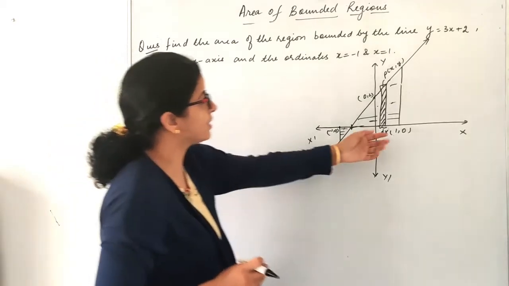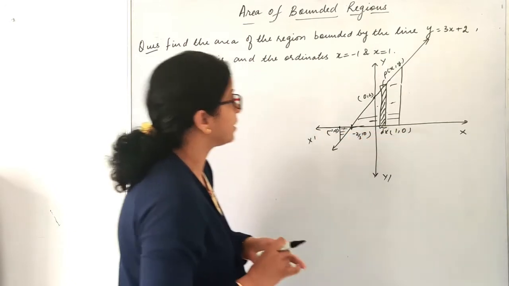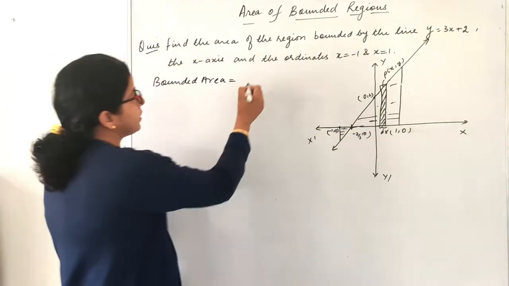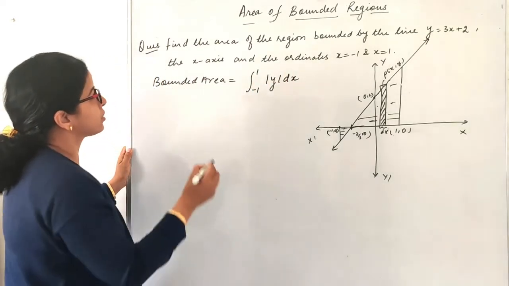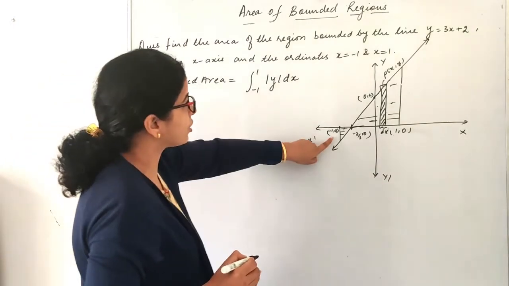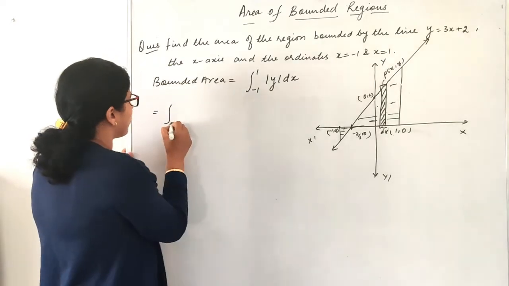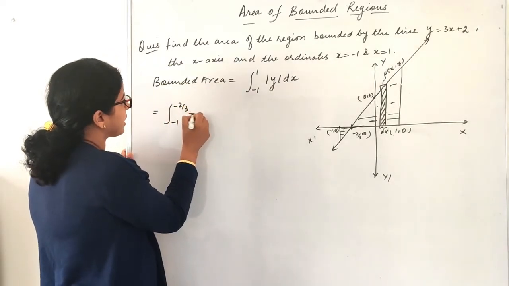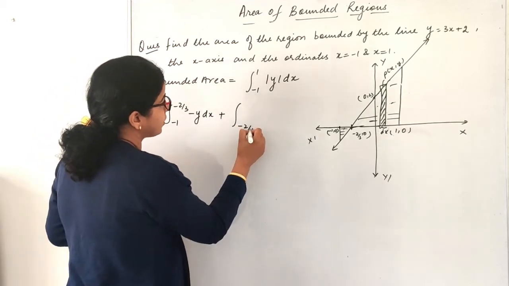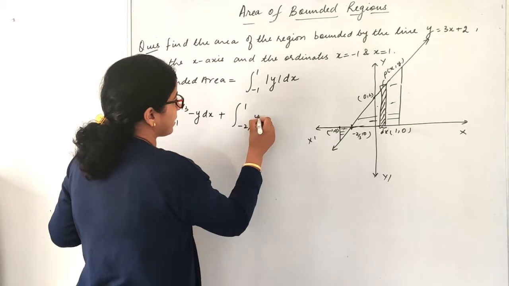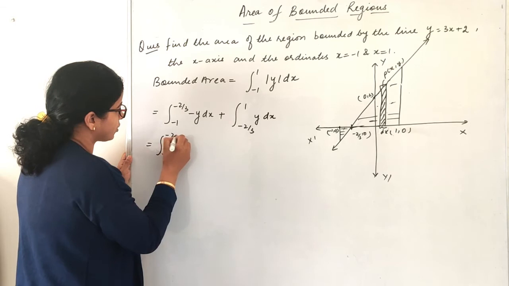So clearly we can see this. The rectangle will vary from -1 to 0 to 1 to 0, right? So now the bounded area will be the integral from -1 to 1 of y dx, right? So how can we write it? We can see because from -1 to -2/3 the area is below x-axis, right? So from -1 to -2/3 it will become -y dx plus, from -2/3 to 1 it is above x-axis, so I can write y dx.